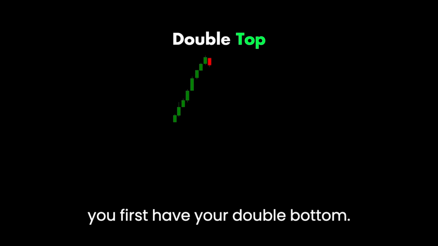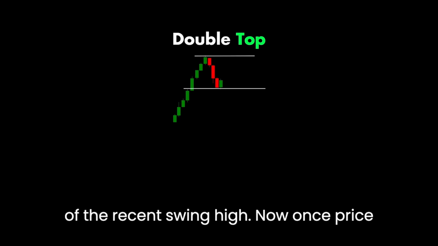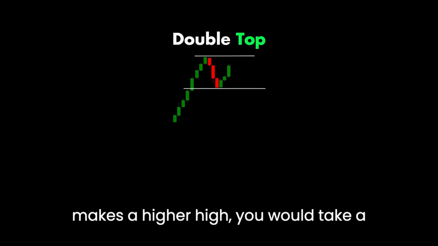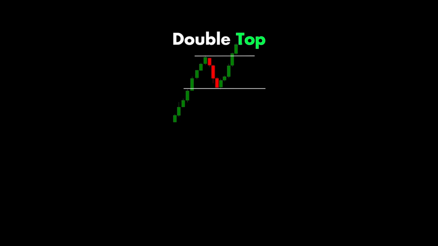You first have your double bottom pattern that forms a neckline here because of the recent swing high. Now once price breaks the neckline and makes a higher high, you would take a breakout entry long, as the reversal and trend change is now confirmed.